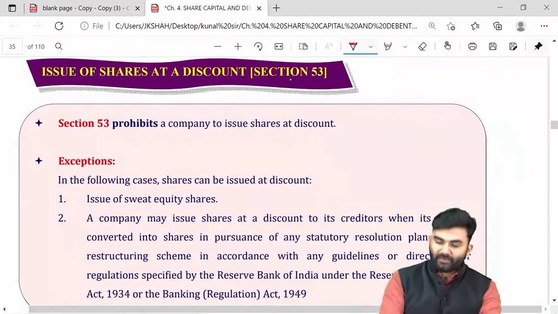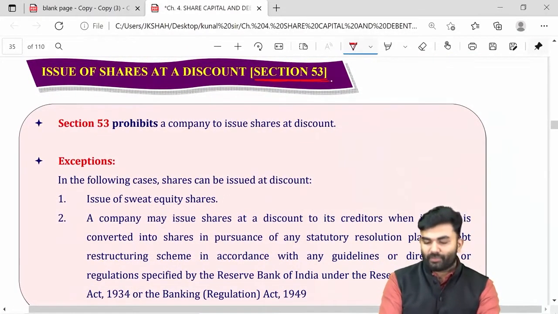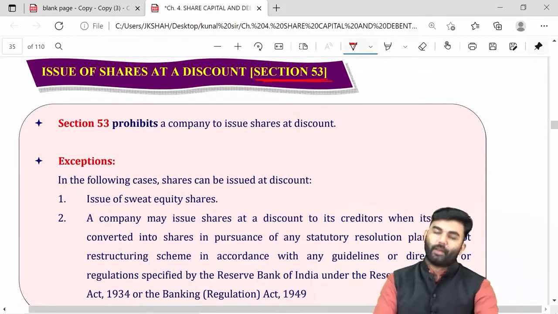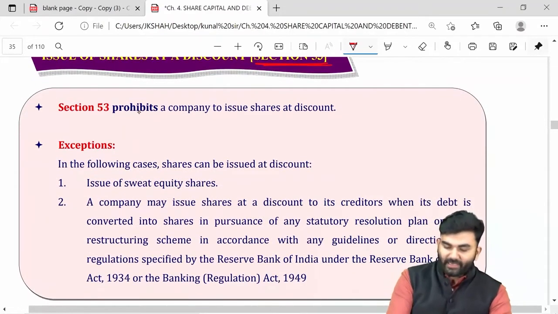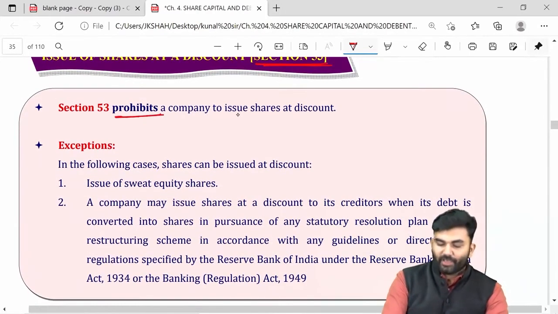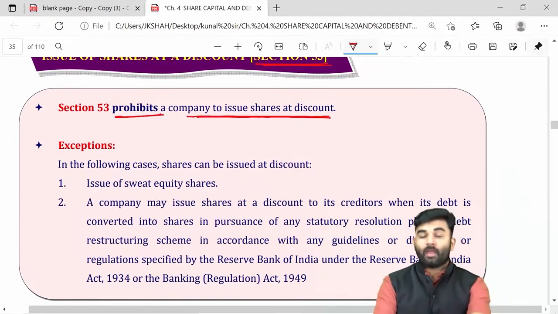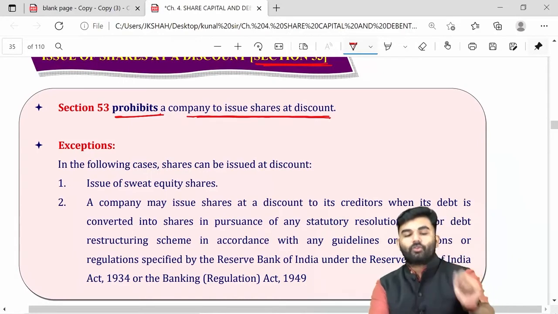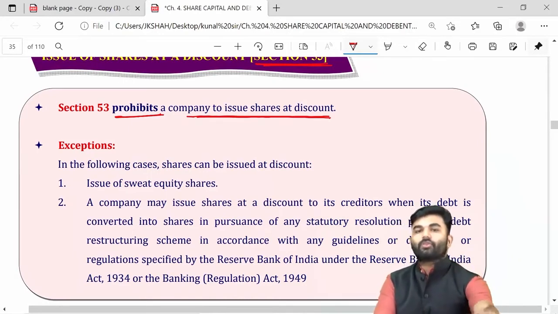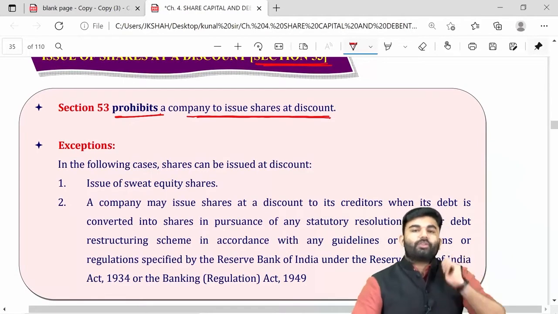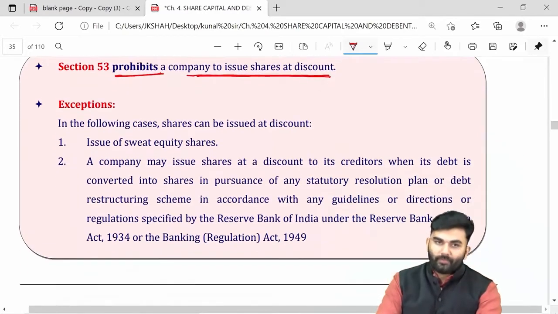The next provision we need to revise over here is section number 53. Section number 53 clearly states that a company is prohibited to issue shares at discount. A company is not allowed to issue shares at discount.